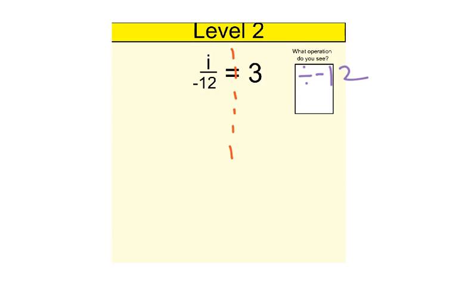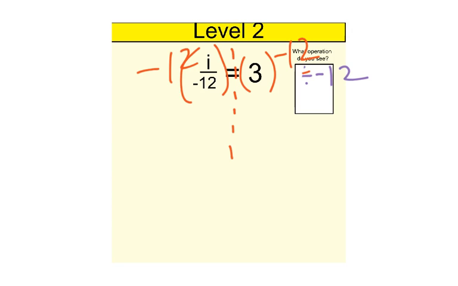Okay, what is the opposite of divide by negative 12? Well, the opposite of divide by negative 12 is times negative 12. Now, you can write it out here as times negative 12. Some people prefer to write it with parentheses, so I'm going to show you both ways. You can choose. Does not matter to me.